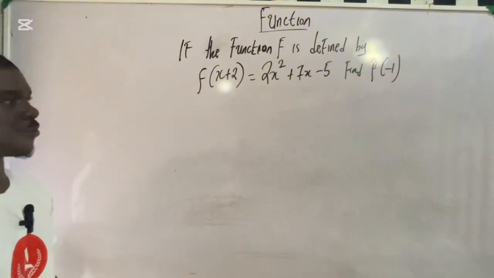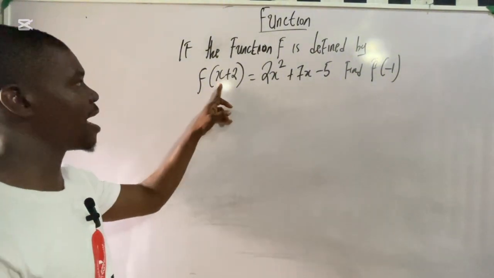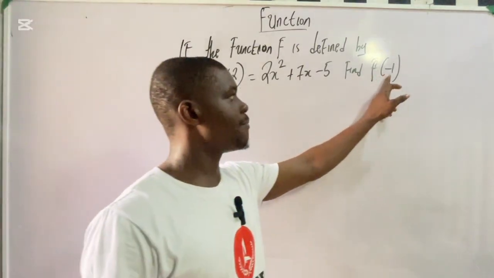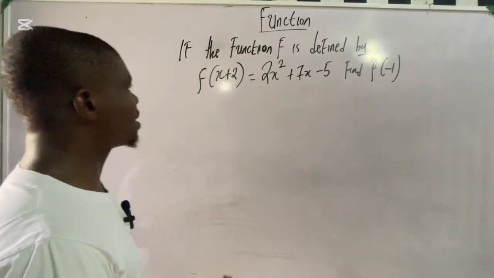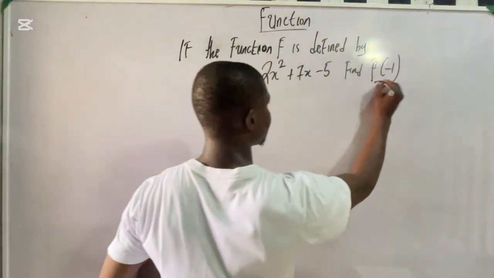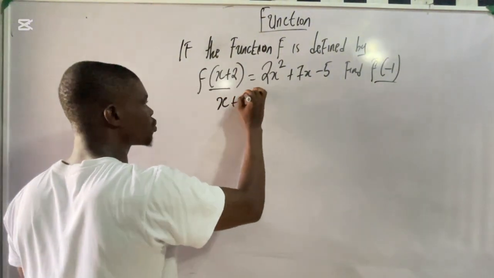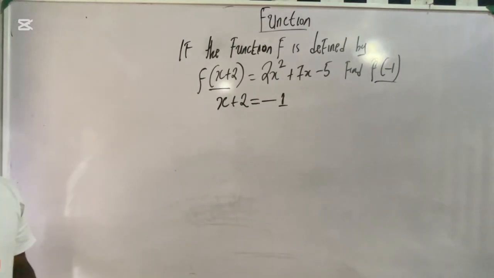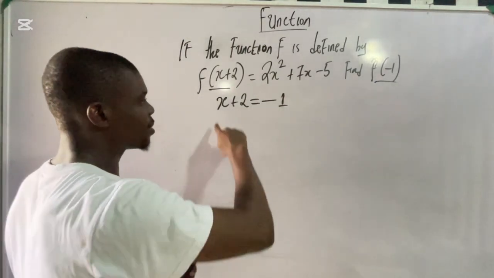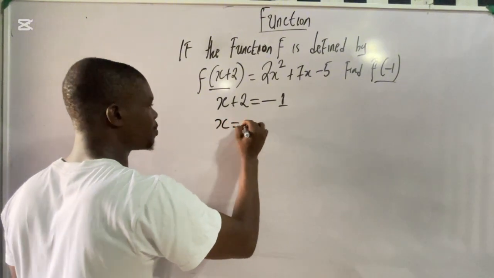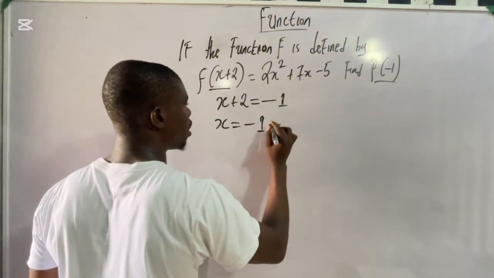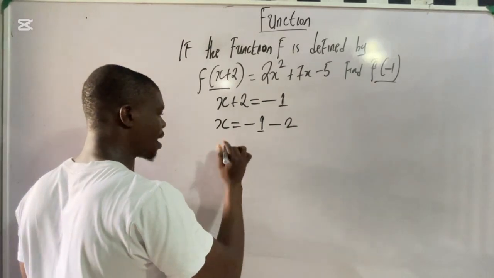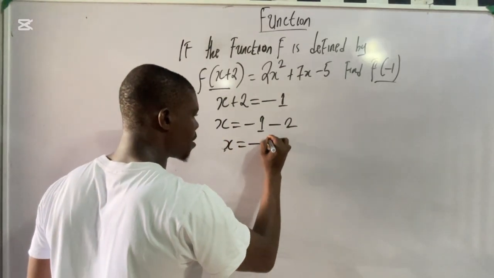So let's solve it together here. Now they say f(x + 2) equals 2x² + 7x − 5. Find f(−1). Understand that you must equate this x + 2 to the −1. So you have x + 2 equals −1. Make x the subject of the formula: move the 2 to the other side, so x equals −1 − 2. So x equals −3.